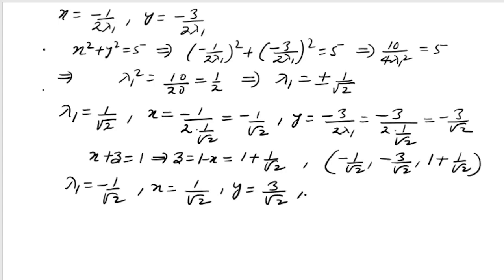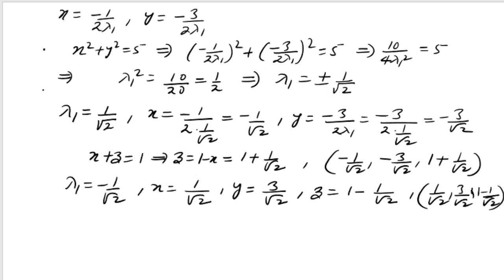And what will be z in this case? Z in this case will be 1 minus x, that will be 1 minus 1 by under root 2. So the point that I got here is 1 by under root 2, 3 by under root 2, and 1 minus 1 by under root 2. So we have got two critical points.